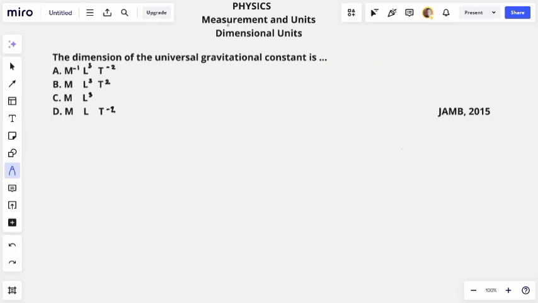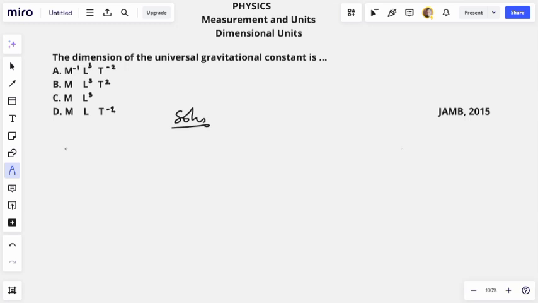2015, on measurement and unit, on dimensional unit. The question here says the dimension of the universal gravitational constant is, so we are looking for the dimensional unit for the universal gravitational constant. First, I said the key to knowing the dimensional unit of any quantity is to know the mathematical definition of that quantity.